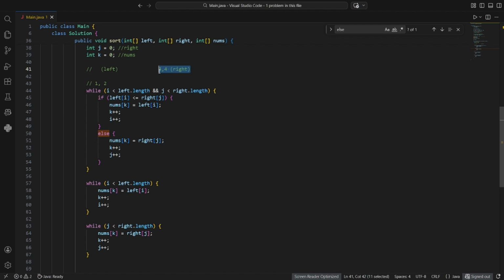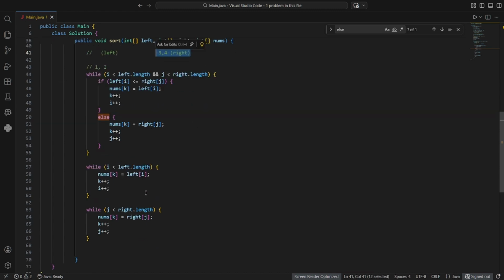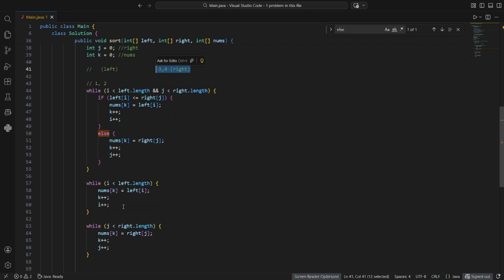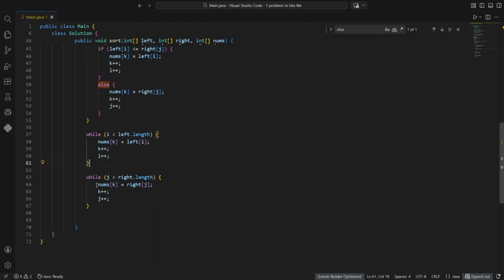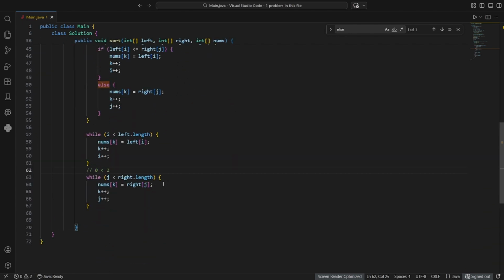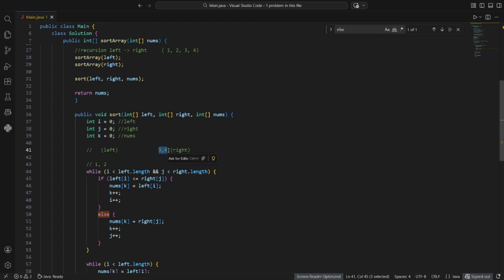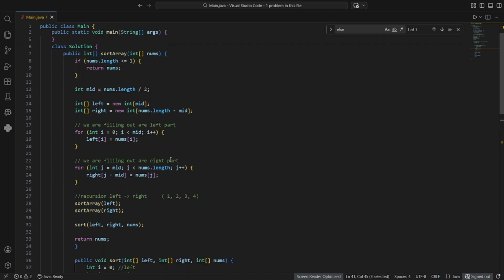The problem is, we basically have this part left, right? No pun intended. Okay, this part, right? So we're going to have 3 and 4, basically. And when we have 3 and 4, this part won't run because I is equal to left length, so basically 2 equals 2. But J, which is still 0, is smaller than right length, which is 2. So in this case, we didn't fill our right part, right? So we're going to fill our array with the remaining right part of this, okay? Yeah, and that is actually it.